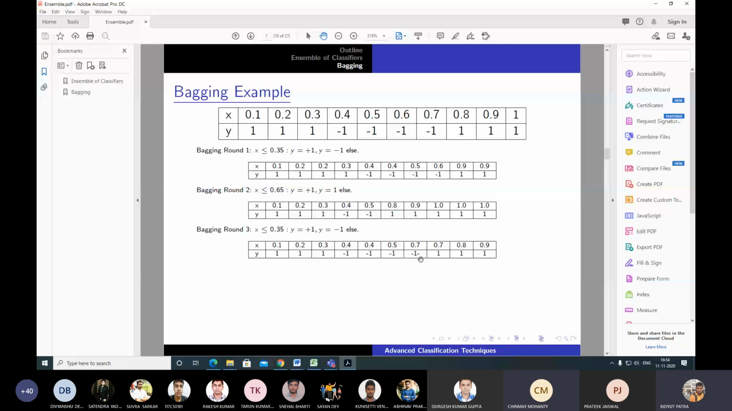See, this 0.7 is actually wrongly written. This should be -1. This -1 is moving here. Yes, actually the original value is minus. See, I wrote it in LaTeX, so this minus somehow came here.